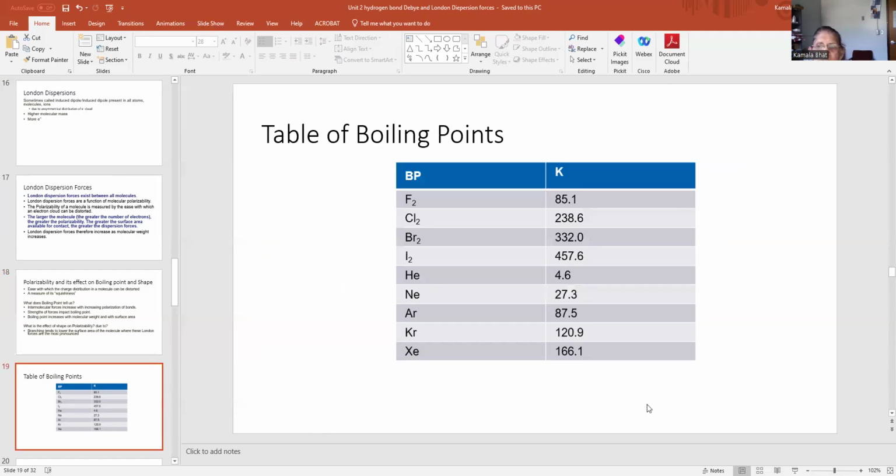Now we see a table of boiling points for halogens as well as for the inert gases, and you can see that the boiling point in Kelvin increases from fluorine to iodine, and the same thing from helium, which is 4.6 K, to xenon, which is 166.1 K. Xenon is much larger in size and has a higher atomic mass as compared to helium.